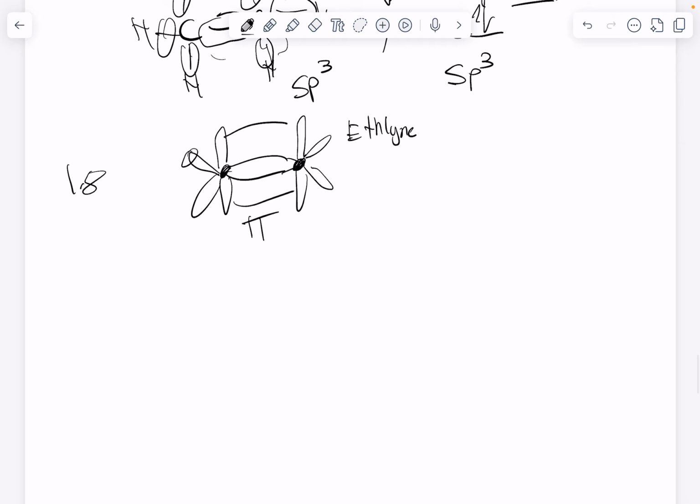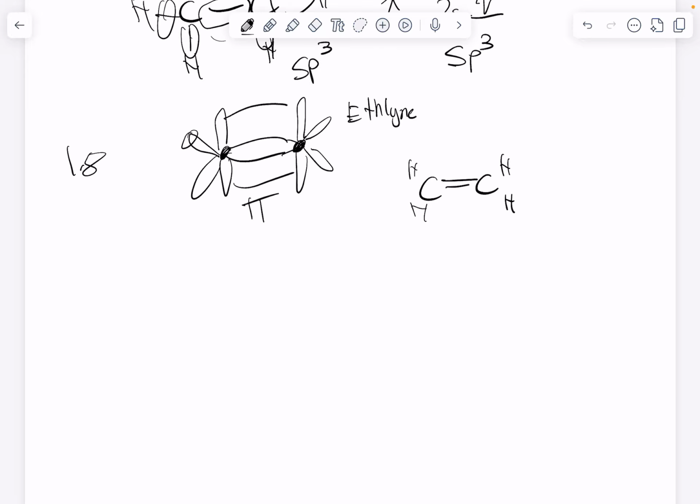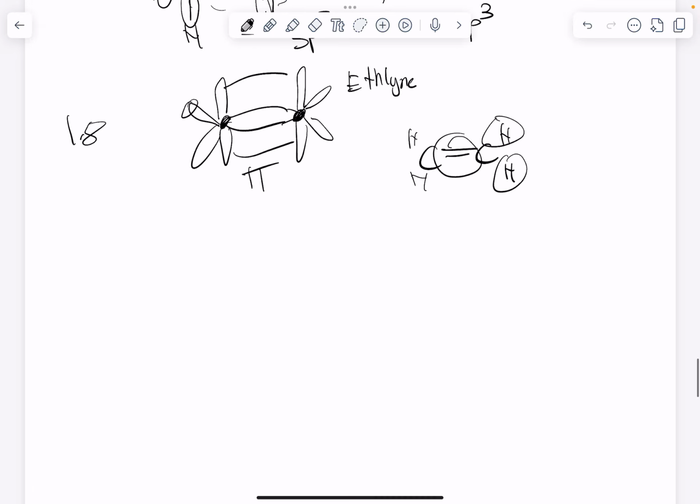Whereas if we go to ethylene, the formula is C2H4. So if you go to ethylene, it's only bonded with 3 things. So even though it has a full octet, right, it has this double bond between the carbons, it's only bonded with 1, 2, 3 things. So its hybridization is going to be sp2. So these carbons here are going to be sp2 hybridized.